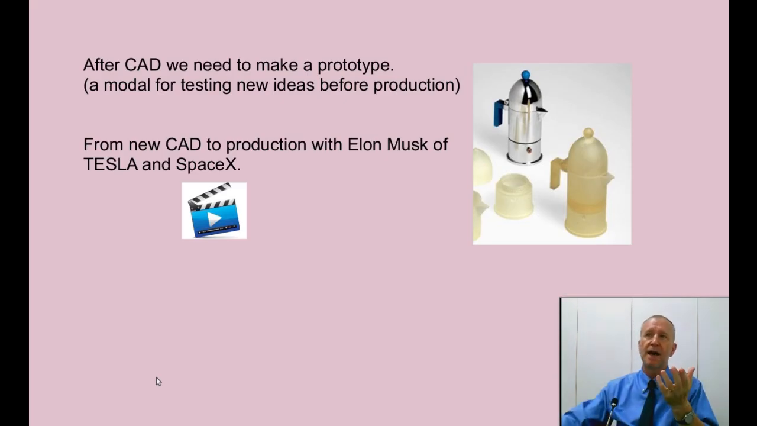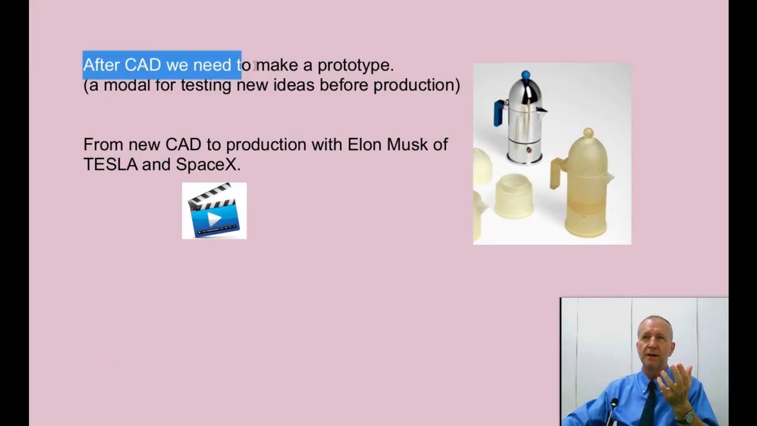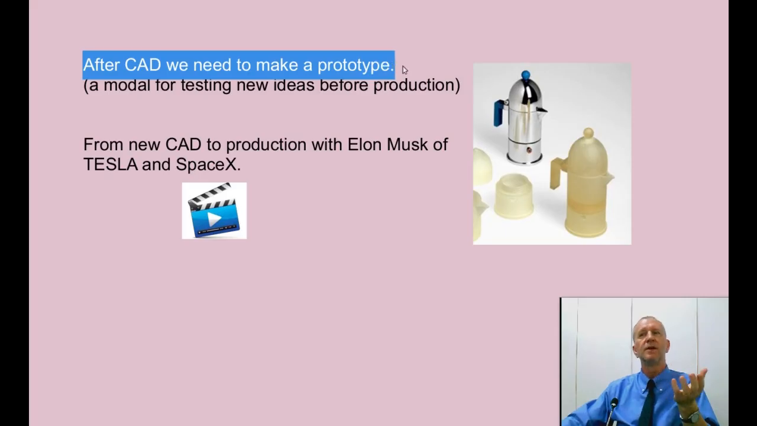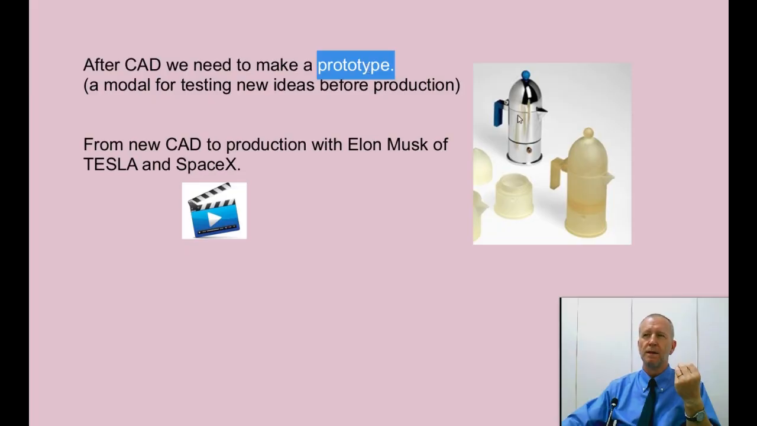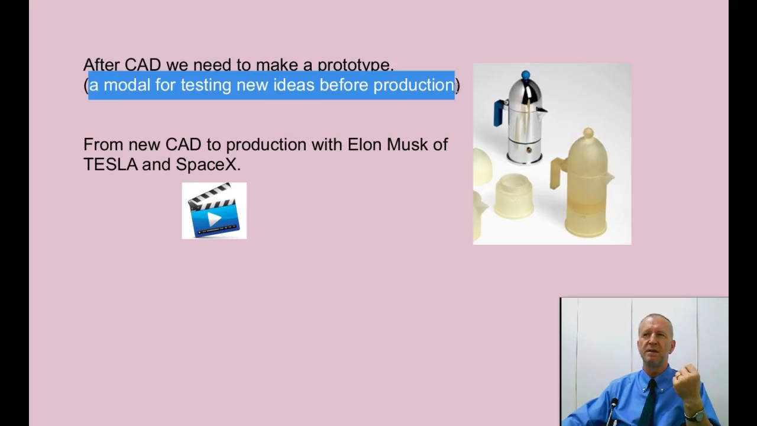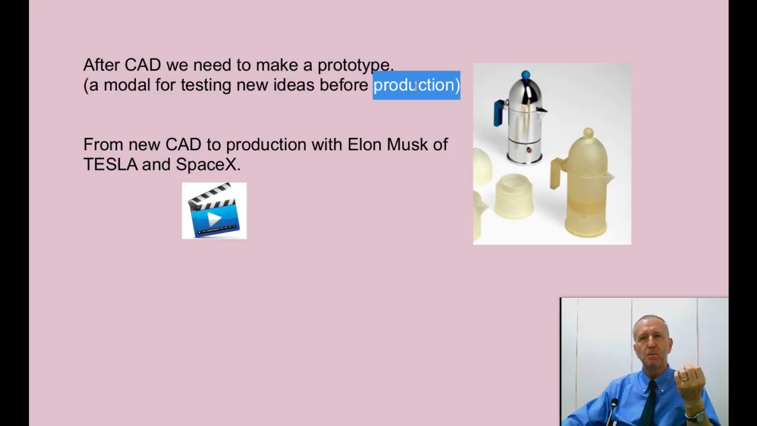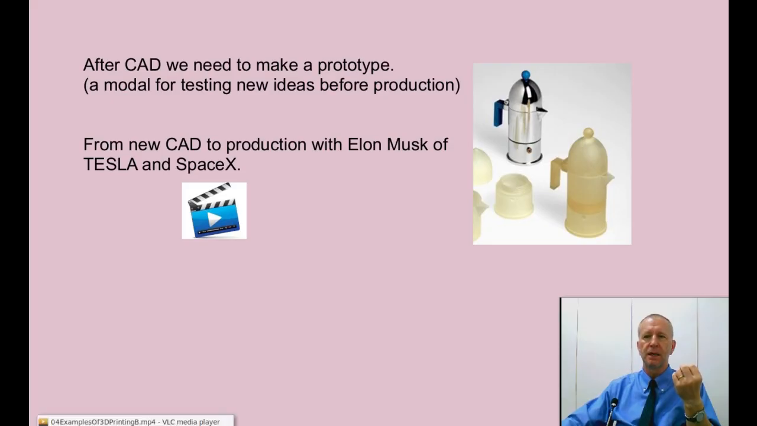Yeah, after CAD, as I said before, we need to make a prototype. There we go. We did make a prototype. Okay, so in the process, first we make a prototype, then we make the real thing. Okay, so a prototype is a model for testing new ideas before production, before we actually make them. And here's that video from Elon Musk.